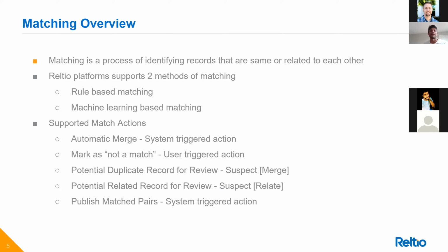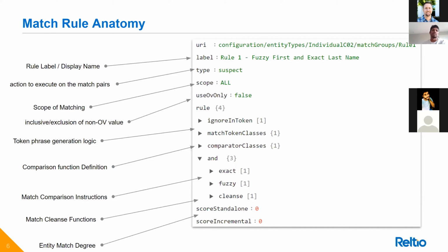This is, again, you can say, John and John is a match, but I don't want to do anything in Reltio. Just share that detail with me, and you can do that as well. So this is a high-level matching overview. There's a lot of detail in here, and we'll try to cover that as we go through the presentation.